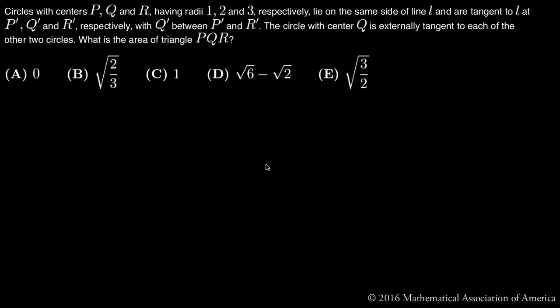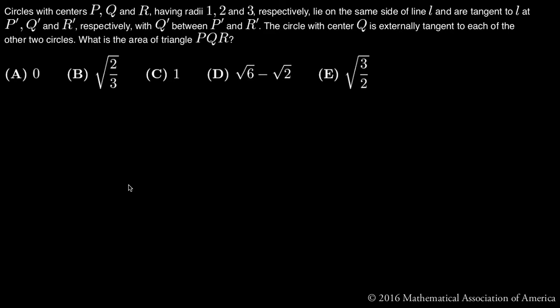2016 AMC12A Question 15. Circles with centers P, Q, and R, having radii 1, 2, and 3 respectively, lie on the same line L and are tangent to L at P', Q', and R' respectively, with Q' between P' and R'. The circle with center Q is externally tangent to each of the other two circles. What is the area of the triangle PQR?